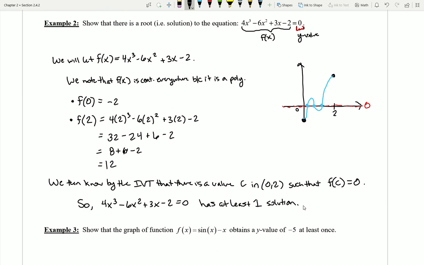What's kind of interesting here is that the intermediate value theorem never tells us what the value is for that solution. It just kind of tells us where it is. It shows us that it exists, not the actual value that it has.